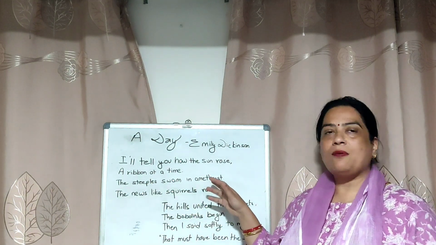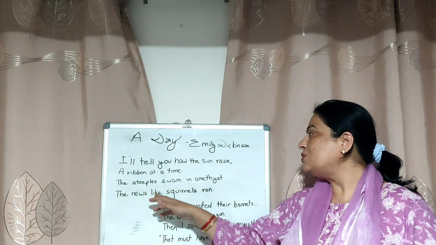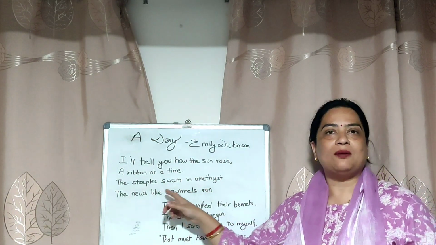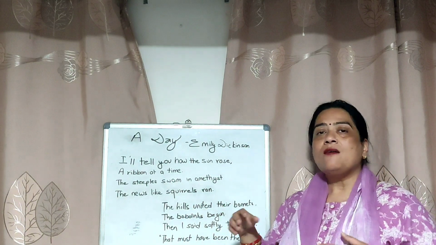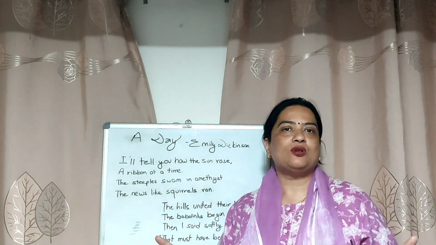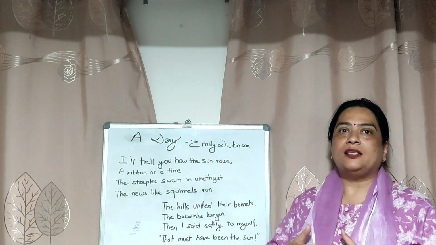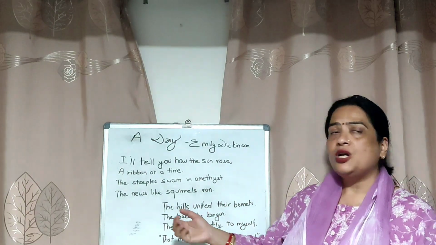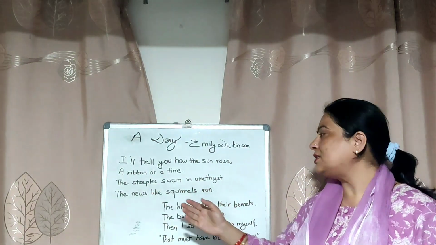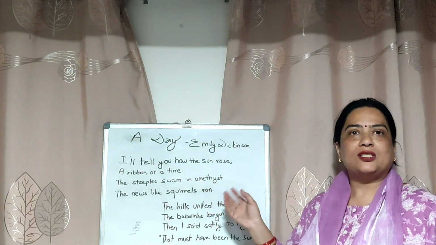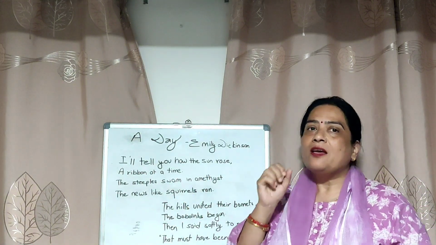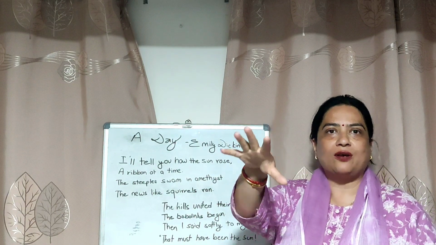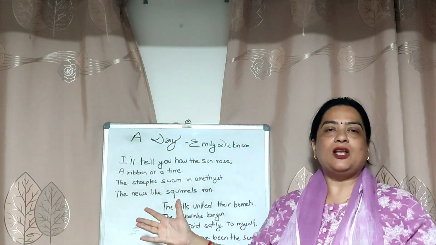The steeples swam in an amethyst, the news like a squirrel ran. With this simile, what does the writer tell us? With the sunrise, everything seems very clear, and there's hustle and bustle as everything comes in motion. So the news also disseminates like a squirrel ran. As a squirrel moves at a very fast pace, in a similar manner with the rays of sunlight, everything illuminates the surroundings.